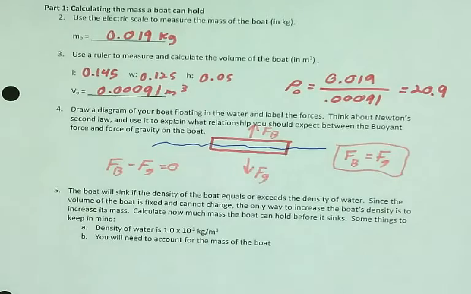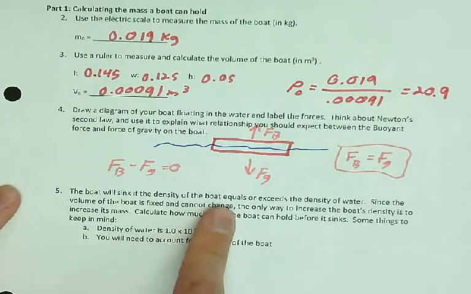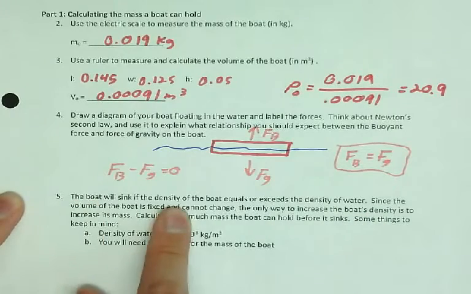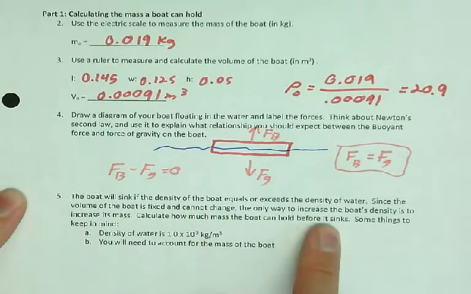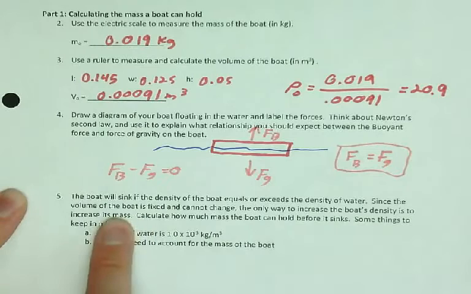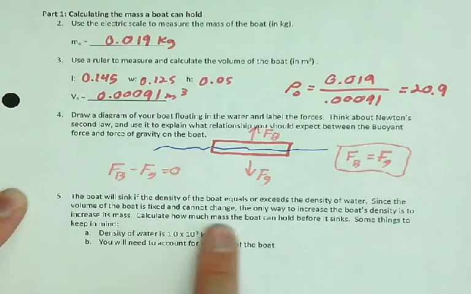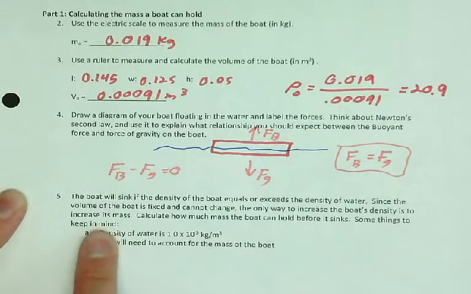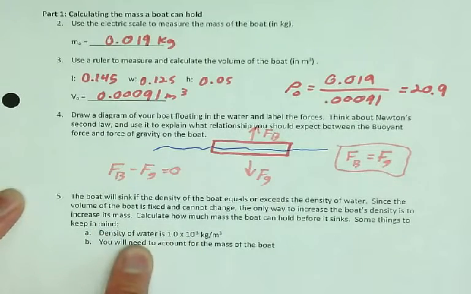The boat will sink if the density of the boat equals or exceeds the density of the water. Since the volume of the boat is fixed and cannot change, the only way to increase the boat's density is to increase the mass. Calculate how much mass the boat can hold before it sinks. Some things to keep in mind: the density of water is 1,000, and you need to account for the mass of the boat. So here's what we're going to do.